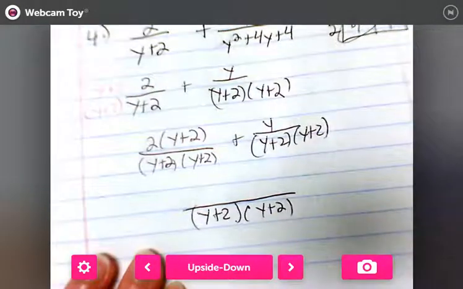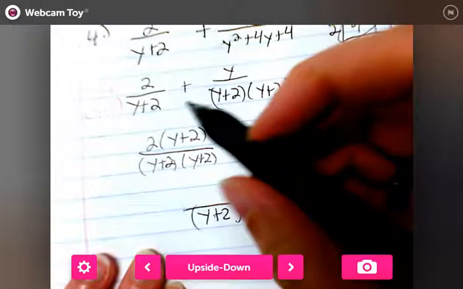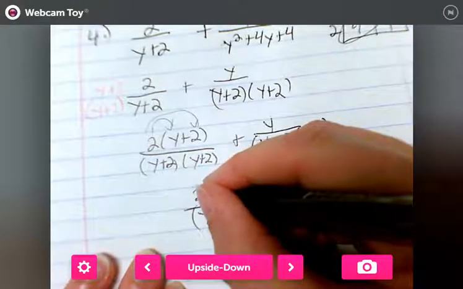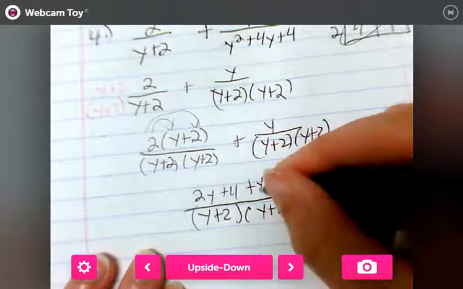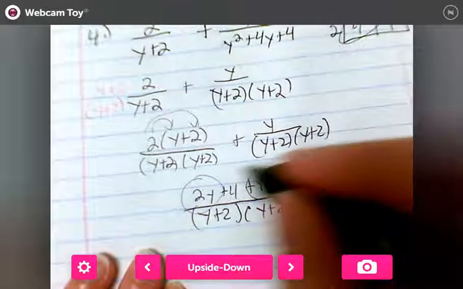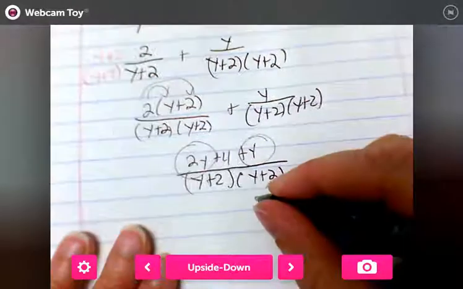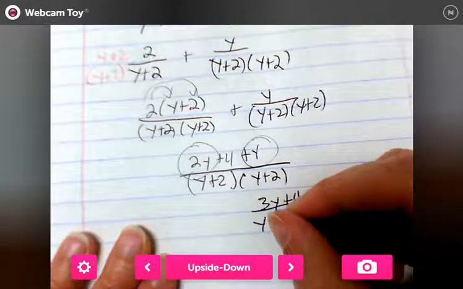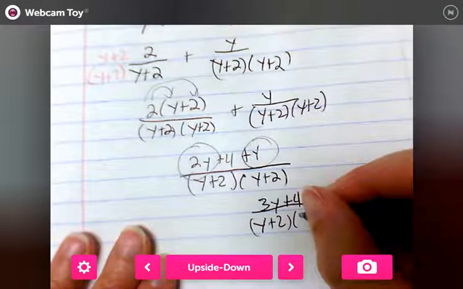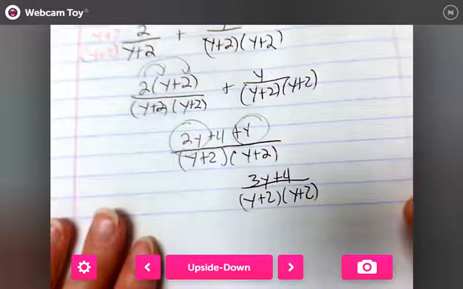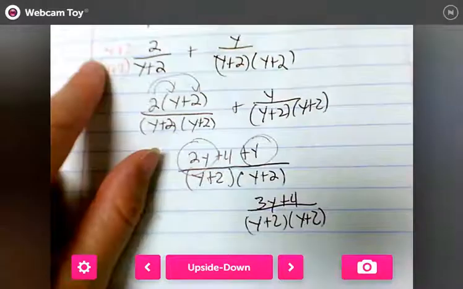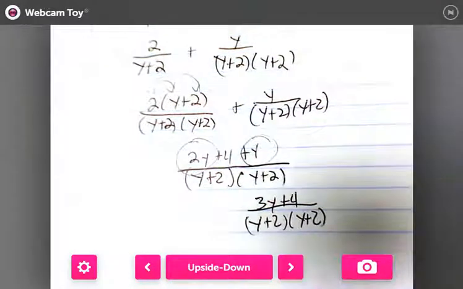Okay? So now I'm going to distribute, and then I'll combine like terms. So I get 2y plus 4 plus y. What's 2y plus y? 3y. Okay, so I'm going to end up with 3y plus 4 over y plus 2 times y plus 2. Do you want to do another one like this? Yes. Yeah? Okay.